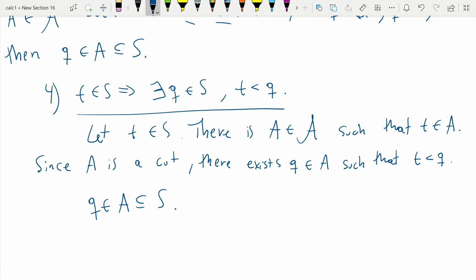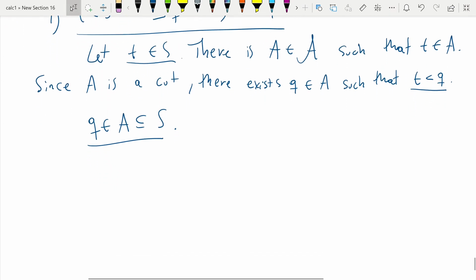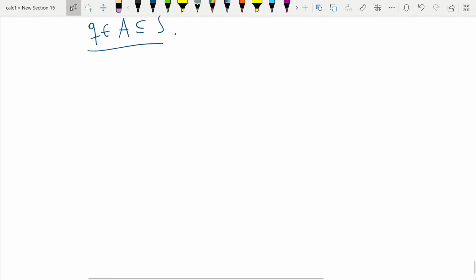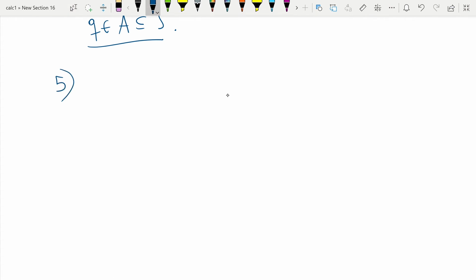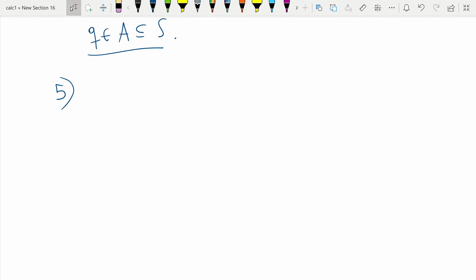Okay, so we've shown the property, because we started from a T in S, and then we showed the existence of a bigger Q in Q, because since it's an A, it must be an element of Q, and such a Q is in S. And Q is bigger than T, such that Q is in S. So it doesn't contain a maximum element. Okay, so that's the last property. So we've shown that this is a cut.